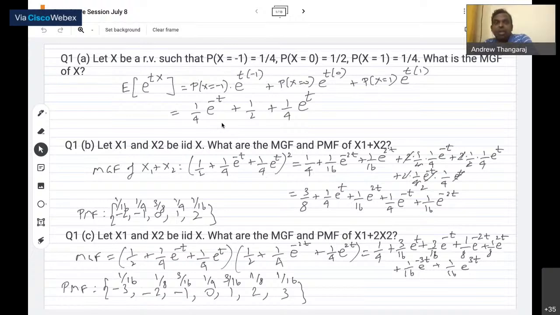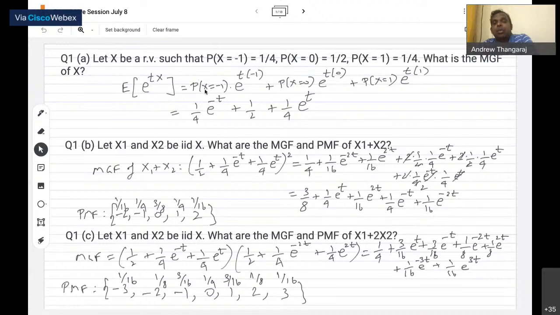So the solution I have, the first question, finding MGF. The MGF is the expected value of e power tX. You can also write lambda x; I think maybe in the lectures I wrote lambda x here. So lambda, put t here. It's the probability that X equals -1 times e power t times -1. So it's the expected value of a function of X, right?